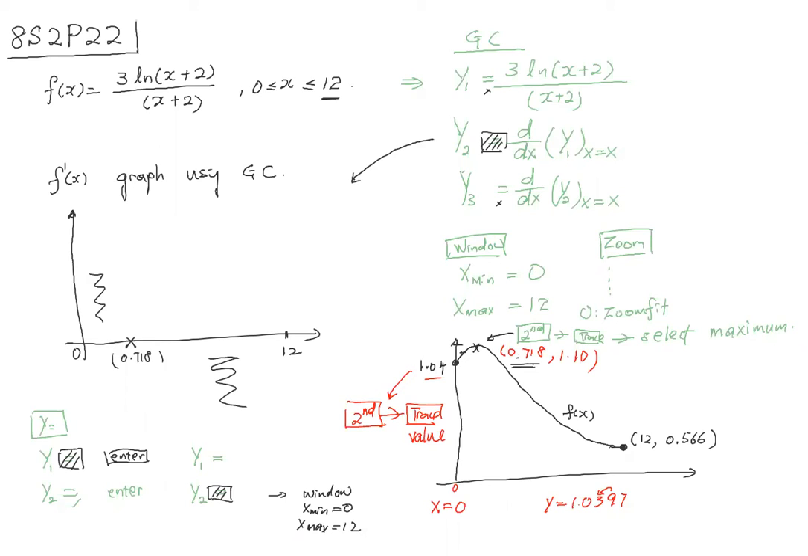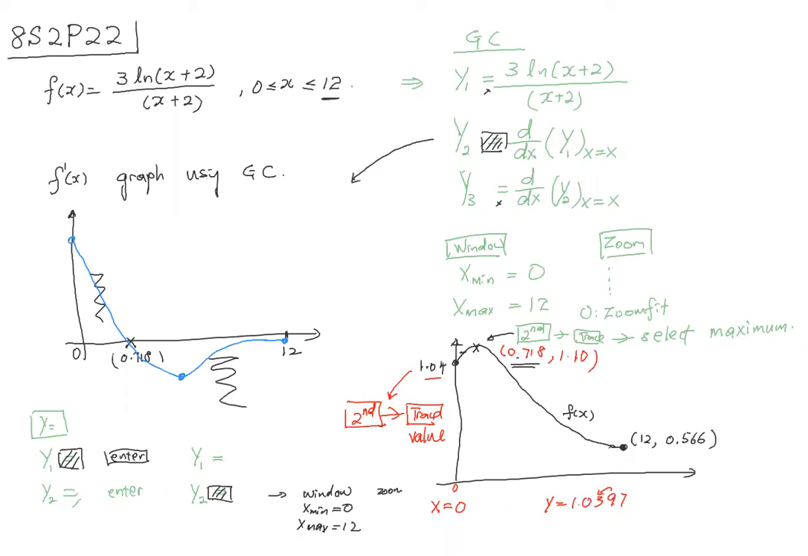So after you have done this, you go to zoom again. Then you select zoom fit. Then your calculator will come out the graph like that. Okay, I have my graph with me already. Okay, the graph will go like that. So you are supposed to get this 3 point again.